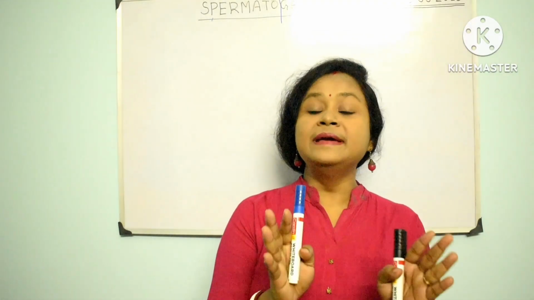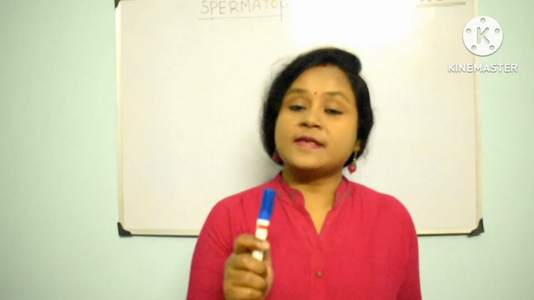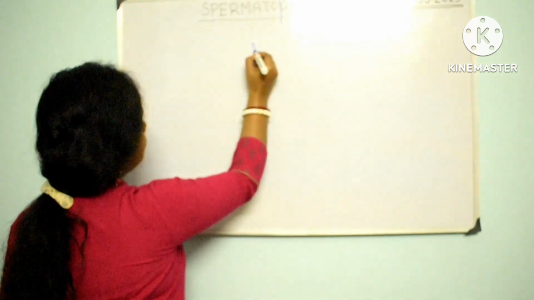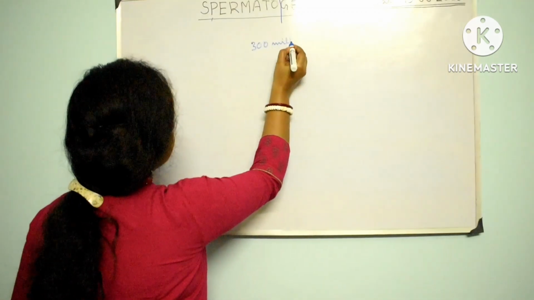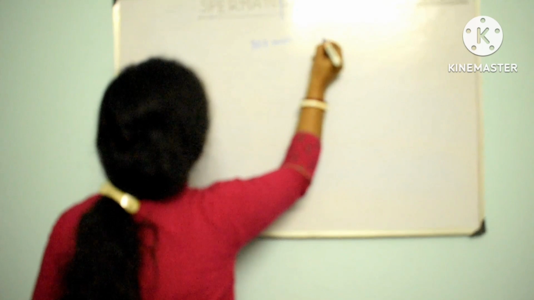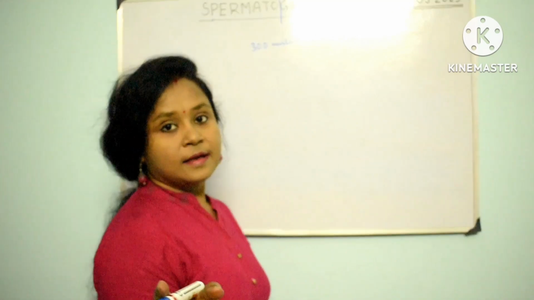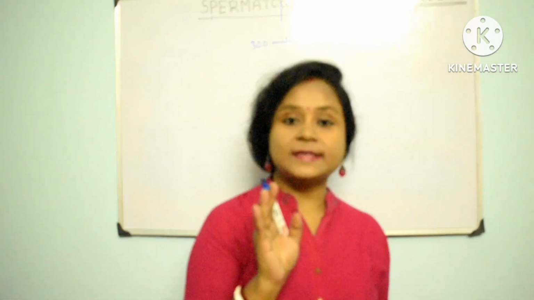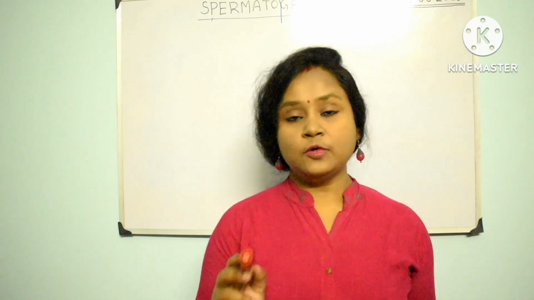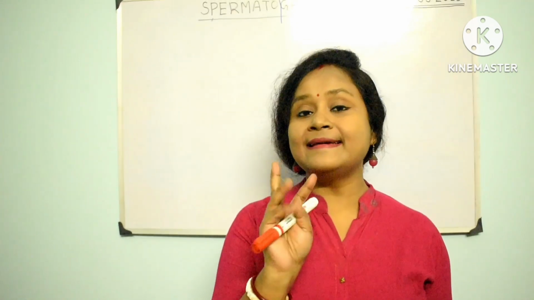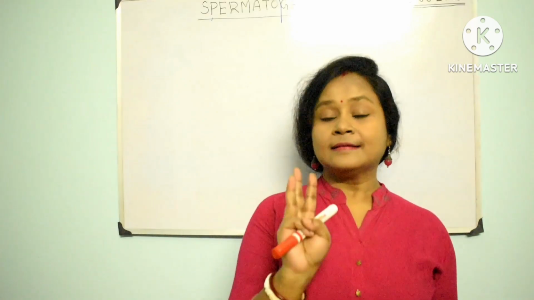Each day about 300 million sperms complete the whole process of spermatogenesis. Actually, in spermatogenesis there are three steps needed to complete a whole round.